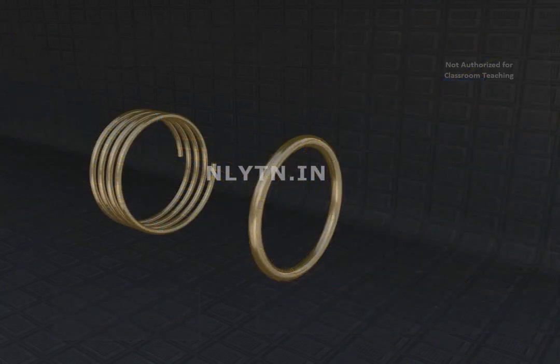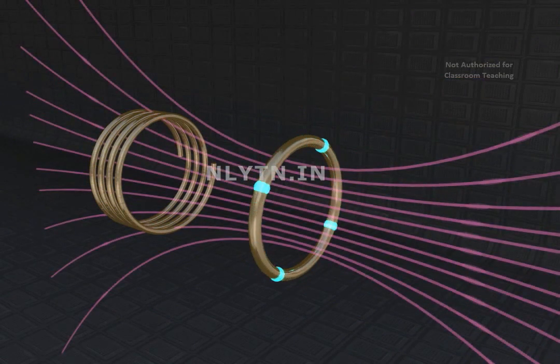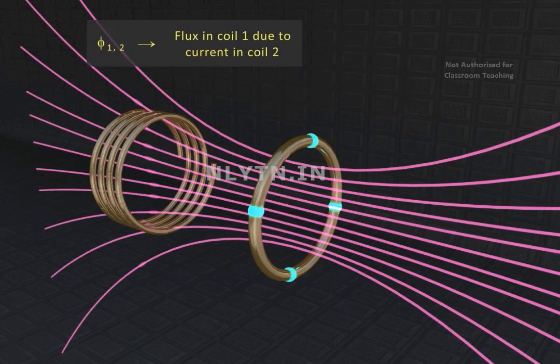We could repeat the process the other way around. That is, second coil has current. In this case, let us say that flux in the first coil due to current in second coil is equal to this term. If coils are in vacuum, then flux through the first coil will be proportional to the current in the second coil.